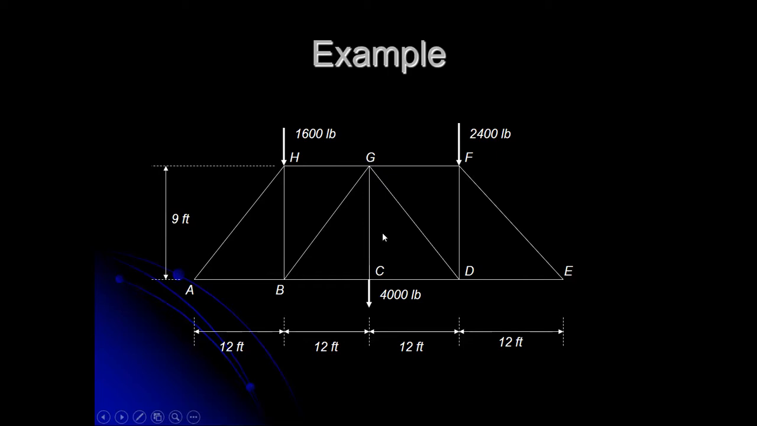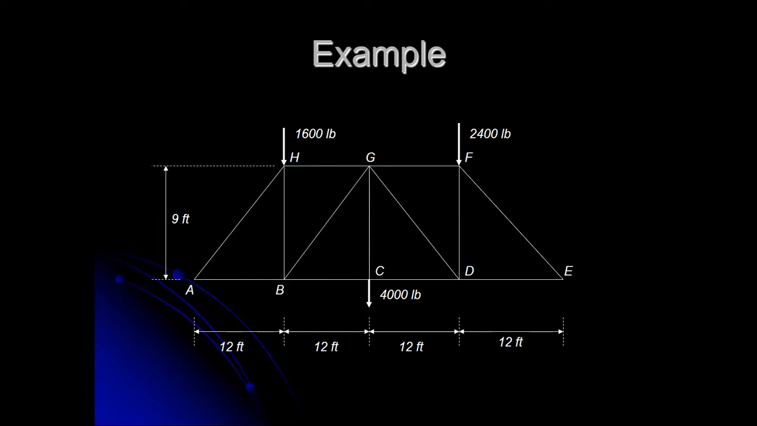But in this problem, what we're really interested in are just 3 of the members. We want to know what's going on here with members GH, BG, and BC. Well, those are only 3 out of the 13 members, and that's okay. We can do that. That's how the problem is set up. So let me copy this over here and work out our first step, get our reaction forces at the supports, good review for doing method of joints as well, and then we'll go ahead and draw our section.